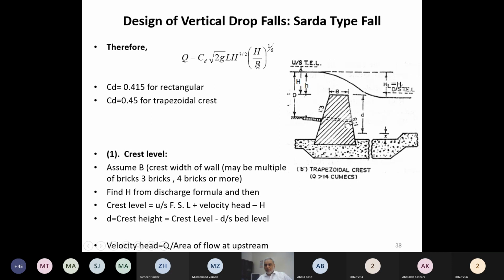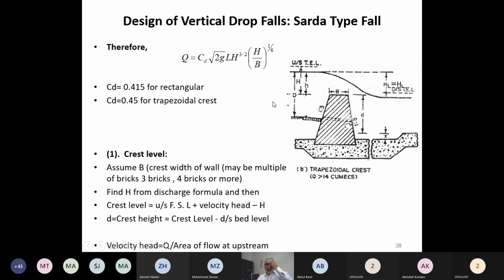Upstream full supply level will be given to us. Upstream canal bed level will be given to us. So upstream depth is known to us. So upstream cross section is also known to us. Trapezoidal section is also known to us. So it means upstream flow area is with us. Discharge is with us, so we can calculate the velocity, Q over A. If velocity is with us, we can calculate the velocity head V square over 2g. If velocity head is with us and full supply level is with us, we can calculate what will be the upstream energy level.